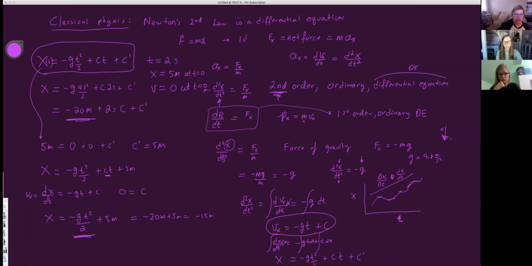We were talking about classical physics and how classical physics, Newton's laws, are one of the fundamental differential equations that are used to get equations like this one.